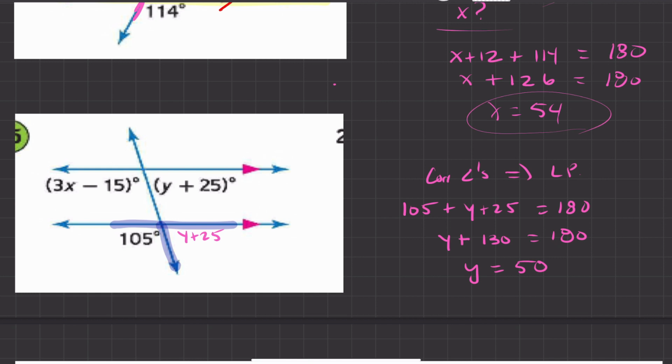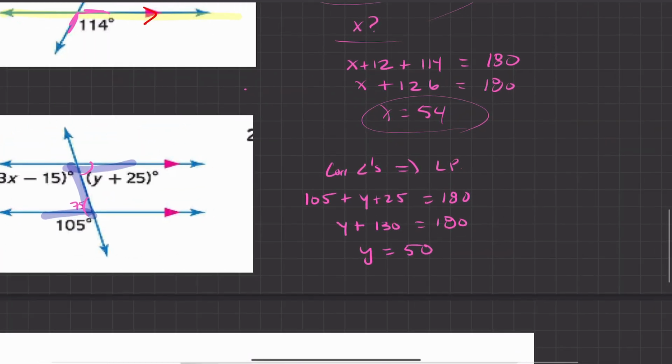The other way, if you wanted to, is you can see this right here also forms a linear pair. So if these two angles are supplementary, they're a linear pair, well, I can say that this is 75. Because 75 plus 105, what is that going to give me? 180. And now that I have 75 and I have this angle here, I can see that these are alternate from each other. 75 and y plus 25, they're alternate and they're both on the inside. So they are congruent, by the alternate interior angles.